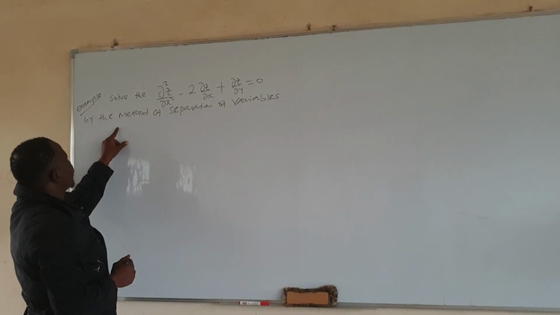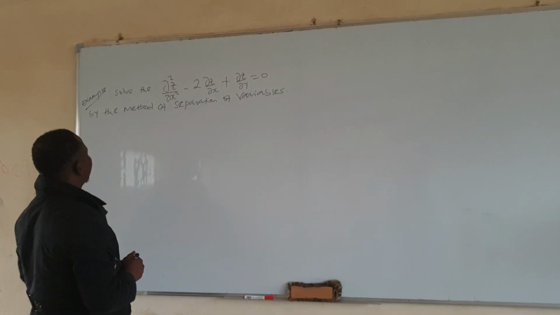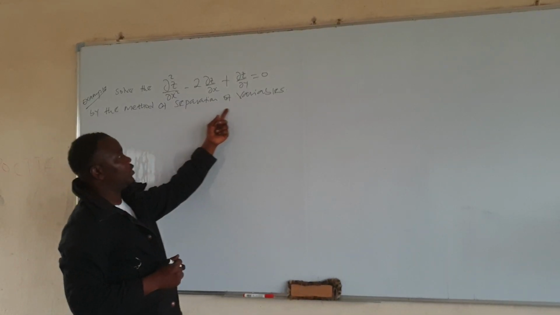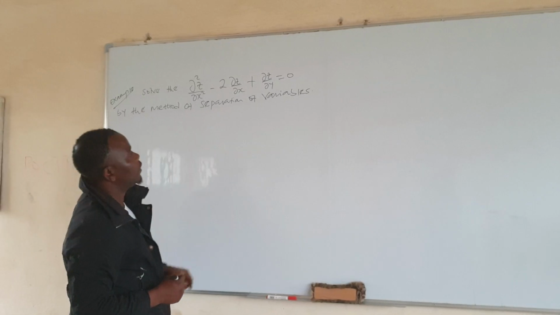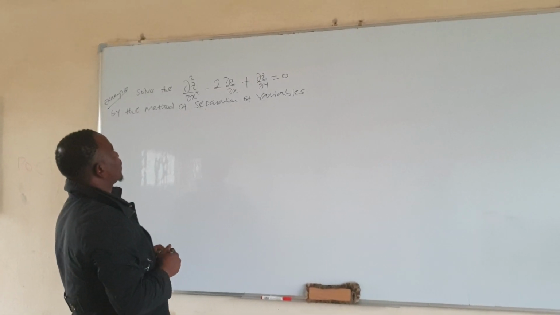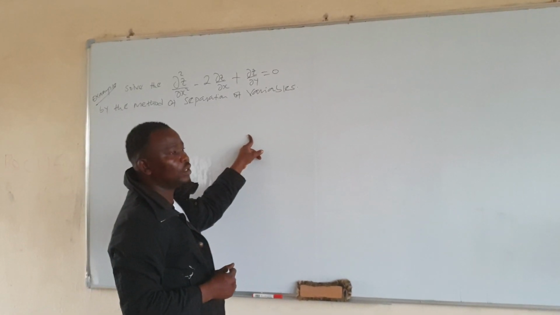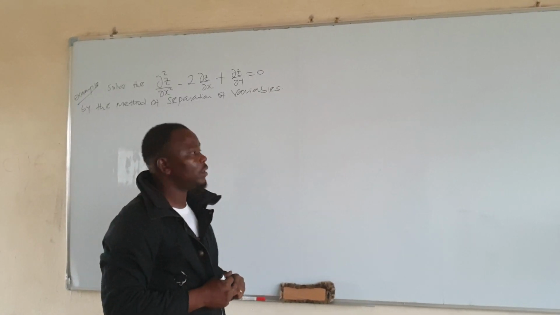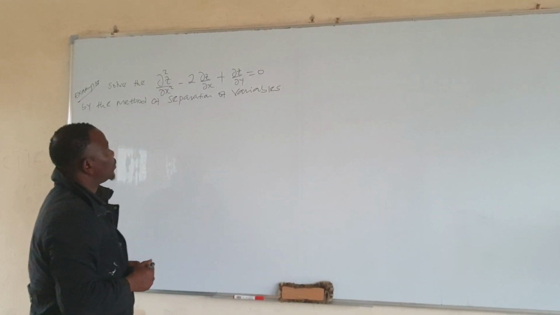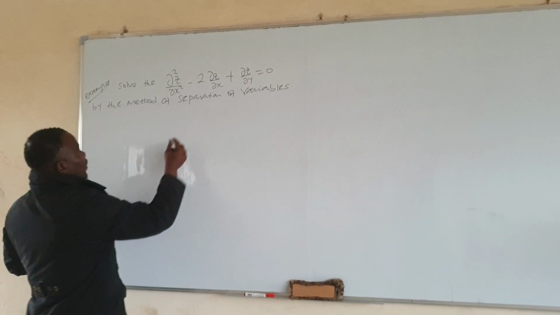We are going to solve one example using the method of separation of variables. This is a PDE, a second order partial differential equation. It means we are going to resolve it into two differential equations. Is that clear? So let us go. Let's write the solution.